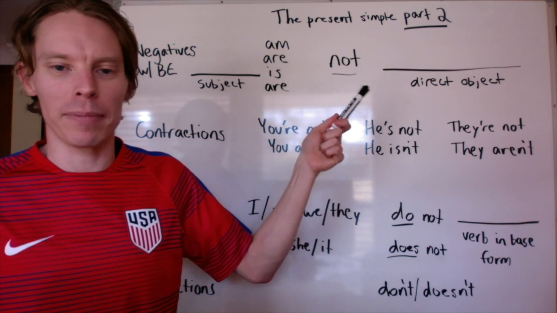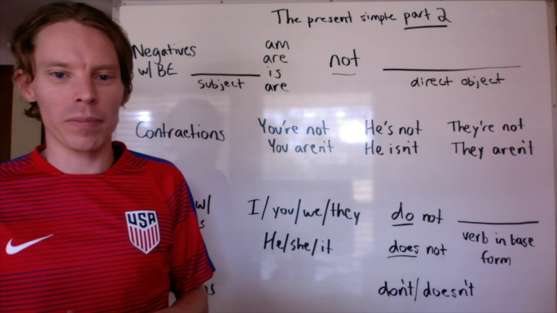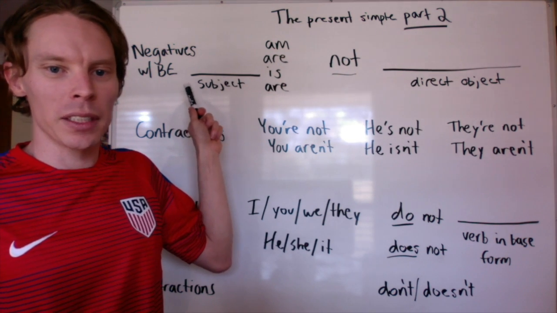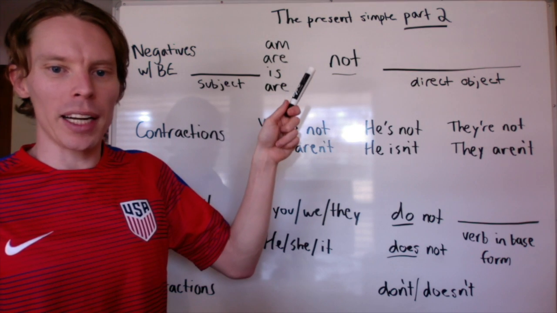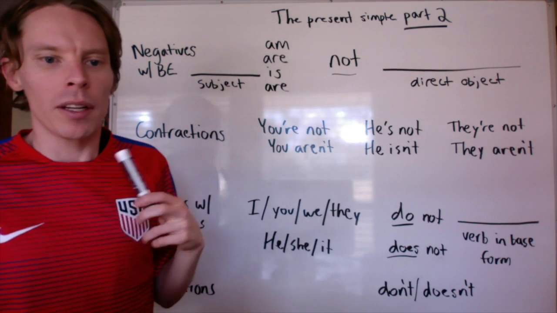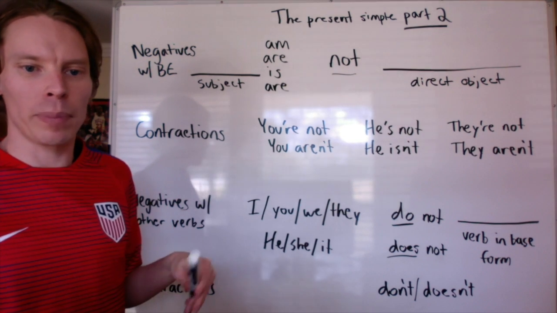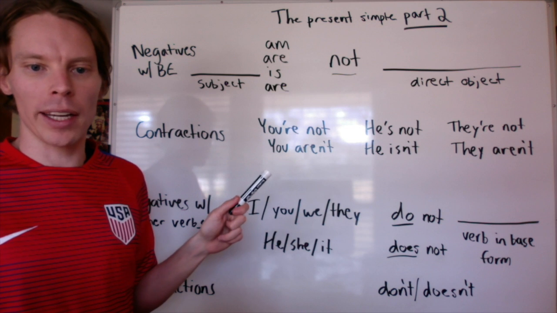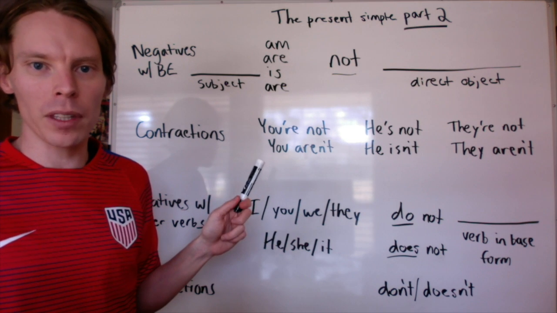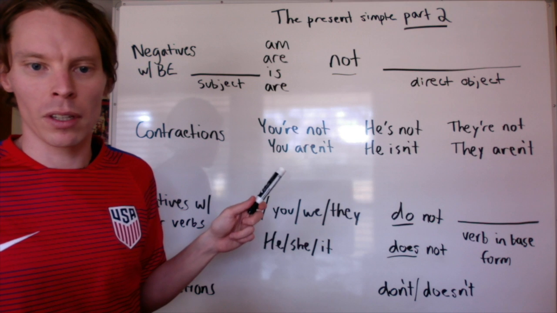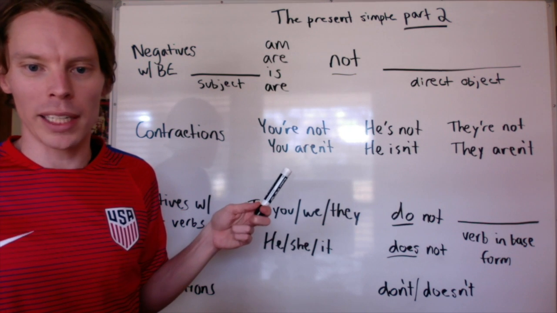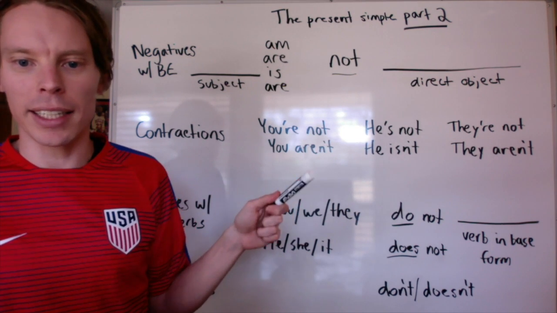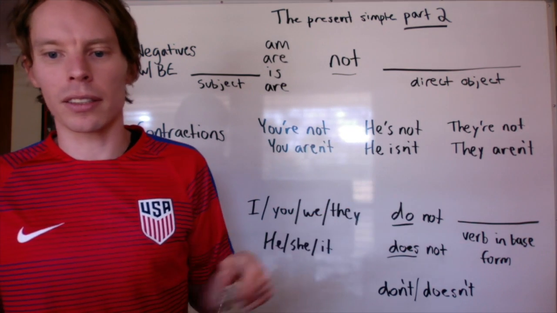Not is lo importante. So, es más o menos fácil con be. Okay? So just put the not before and you're good. But we also have some contractions. Pero también tenemos unas contracciones. Okay? So, probablemente quieren usar estos. Porque todo el mundo usan estos. You're not, you aren't, he's not, he isn't, they are not, they aren't.